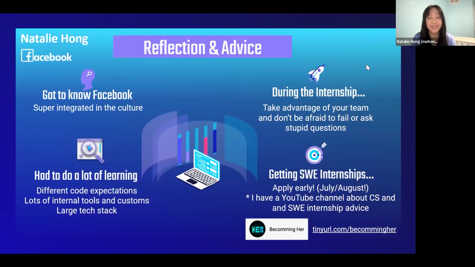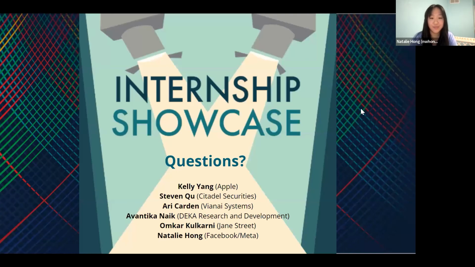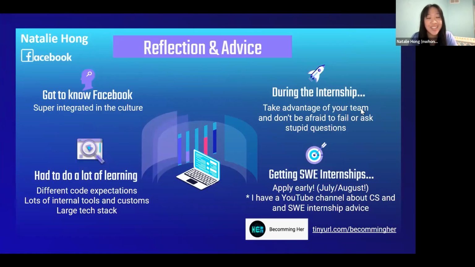As for reflecting back on my experience, I felt like I really got to know the company, even though it was a virtual internship. I felt super integrated into the culture. It was really social and open and just a lot of fun. And I did have to do a lot of learning because my project specifically had me work with all sorts of back-end processes. And so every week I was learning a new internal tool, and it was kind of stressful, but I gained a lot out of that.